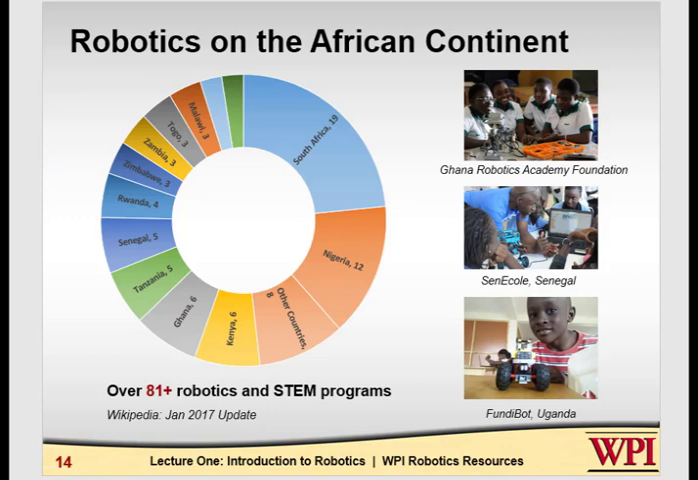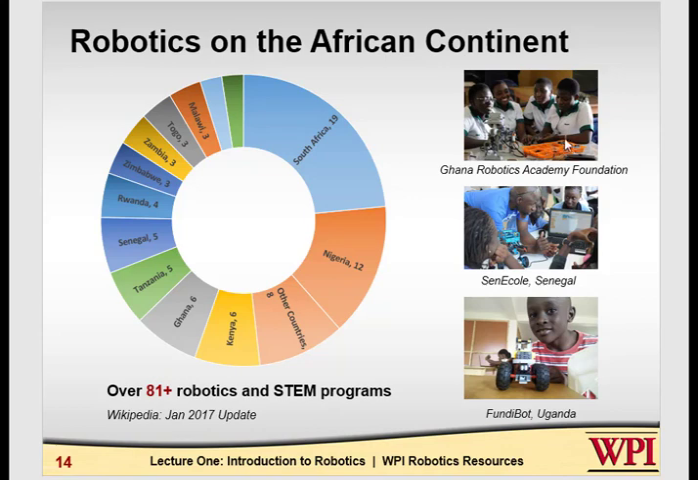Before we conclude this introductory lecture on robotics today, I would like to introduce us to some of the robotics programs that are currently ongoing in various countries in Africa. I was pleased to find on Wikipedia that there are at least 81 ongoing robotics and STEM programs in Africa today. I imagine that the number is actually higher. So here I've featured three of them on this slide.